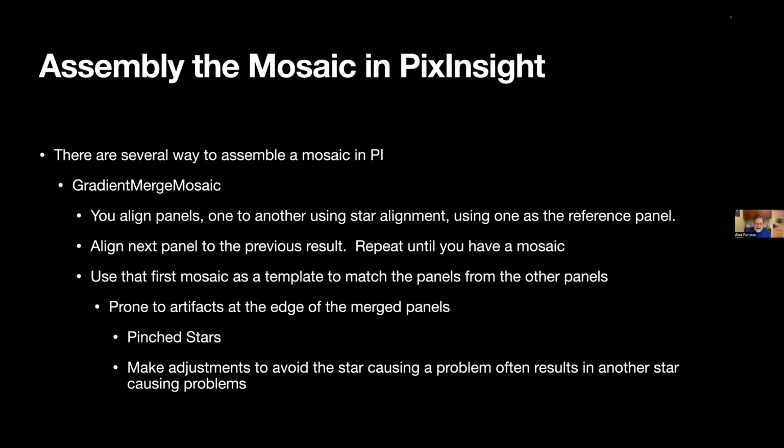You may make adjustments and fix the one problem star just to get another problem star. I think in one mosaic, the only way I could get it to work was that I ended up clone stamping a star out of the image so that it wouldn't cause problems. So I found gradient merge mosaic to be tedious and prone to these artifacts. Luckily, there's a better way now.